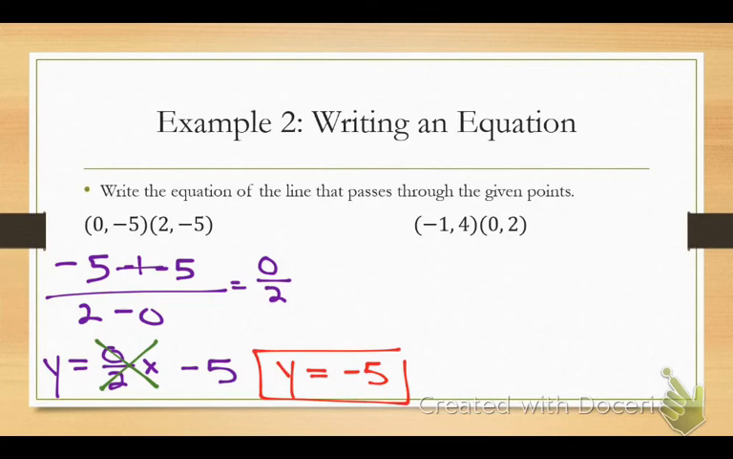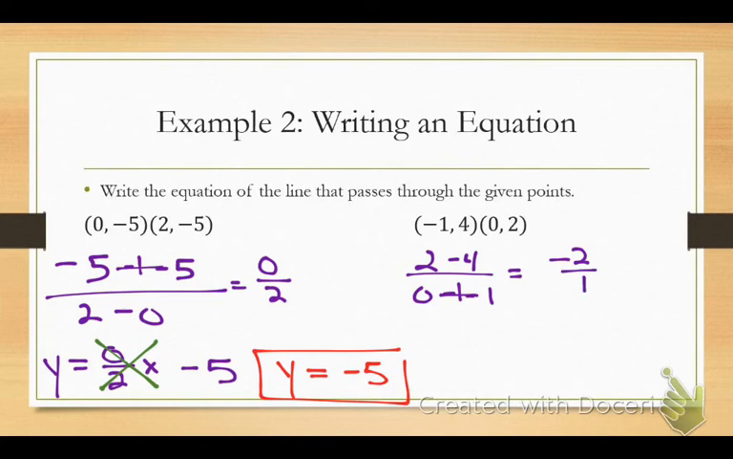Go ahead and do this next equation. I'm hoping to get everybody in here to get this one right, okay? So we're going to take maybe an extra minute or so to make sure that we're all getting this concept. All right, so we find slope: 2 minus 4 over 0 minus -1, which changes to a positive. So we get -2 over 1.